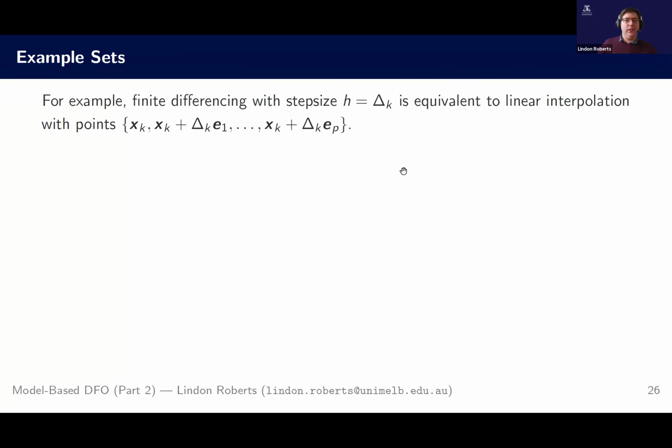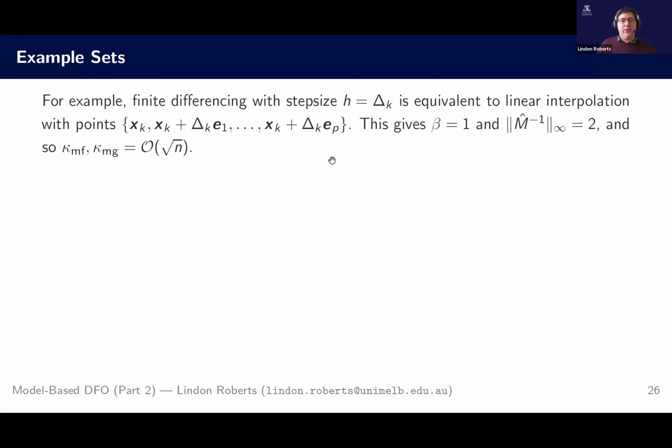But we can use an example. If we go back to the example I mentioned before, finite differencing with step size delta k, that is equivalent to linear interpolation with this particular interpolation set where we have the base point and perturbations of size delta k in each coordinate direction. So that should be En.